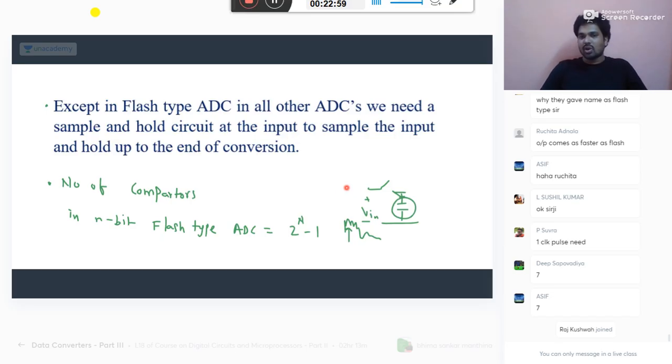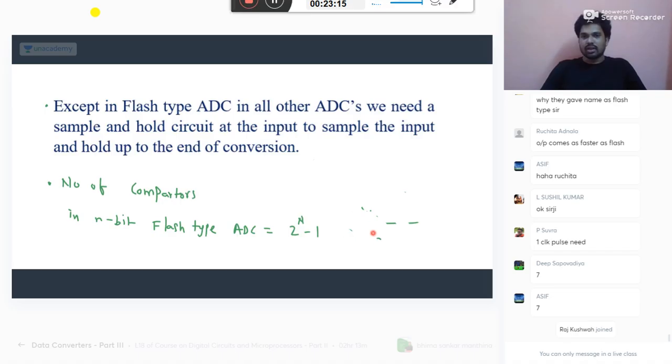But if the input is not in your hand, it may be a variable quantity. So they will sample it and store it, like holding it. Then they will do the conversion. So this is true for all ADCs, but here it is not required ideally.